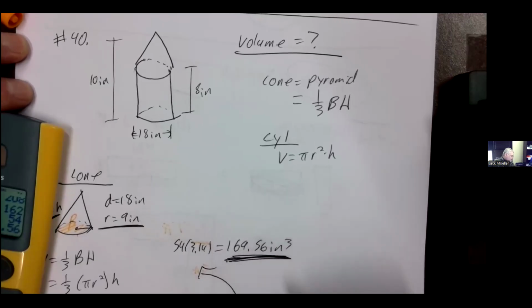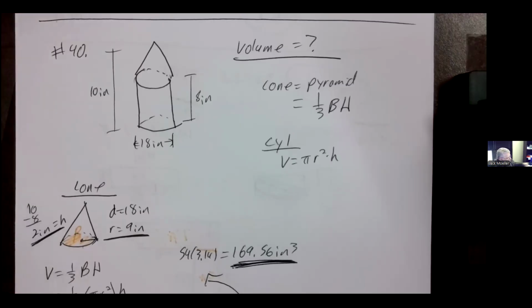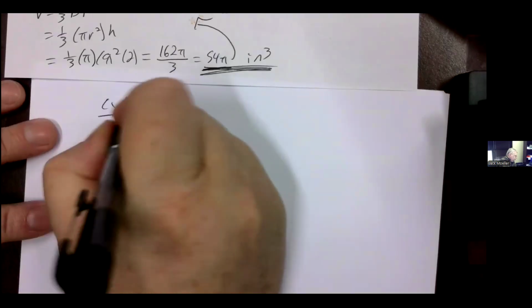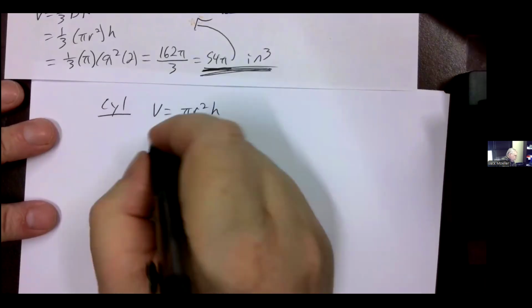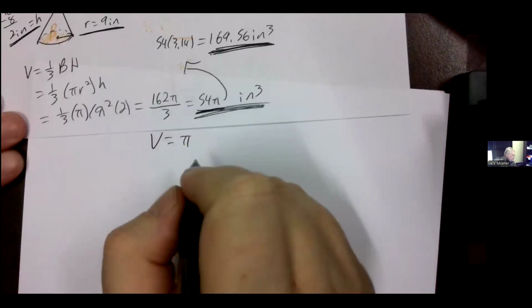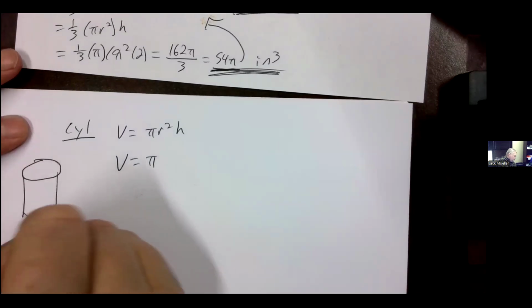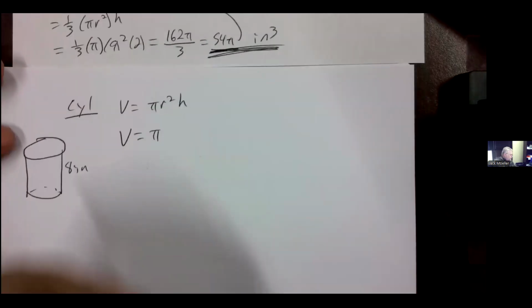So we need both of those. Okay, so that is the cone. Now we need the cylinder. The volume is pi r squared h. Now here's where we have to be careful, because while the radius is the same, the height is a different height, because the height of the cylinder is 8 inches.